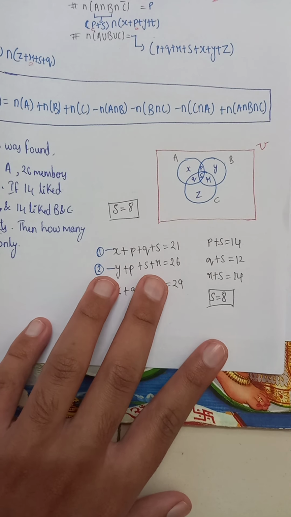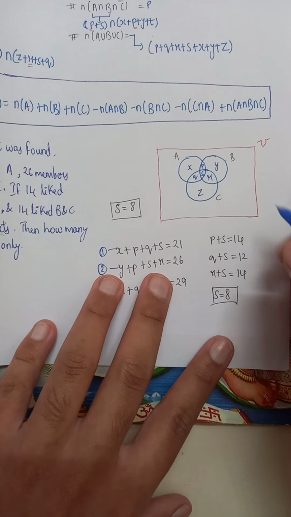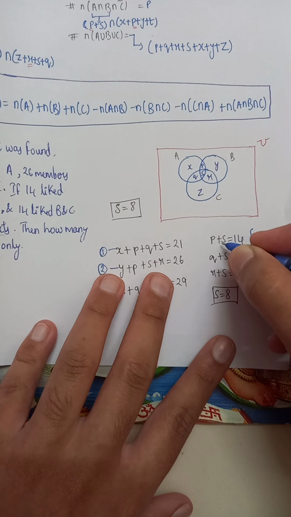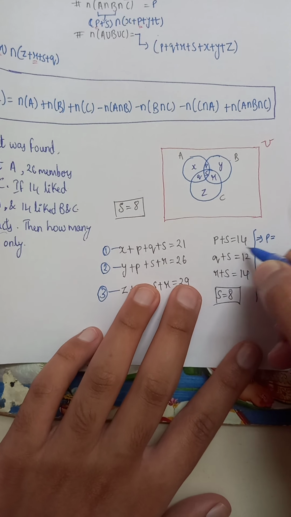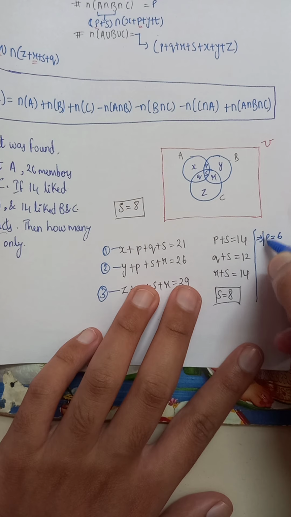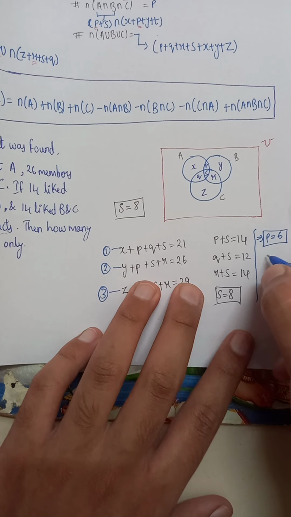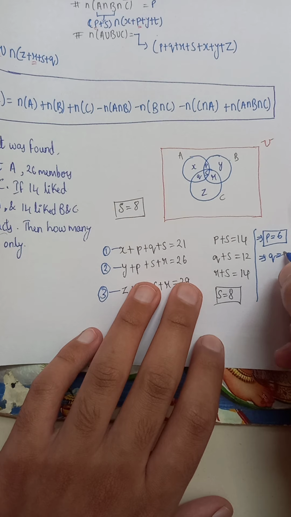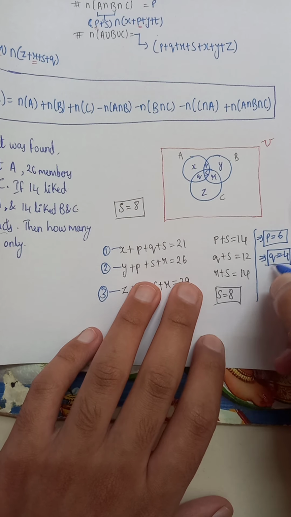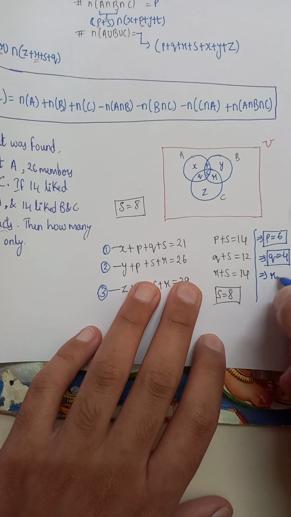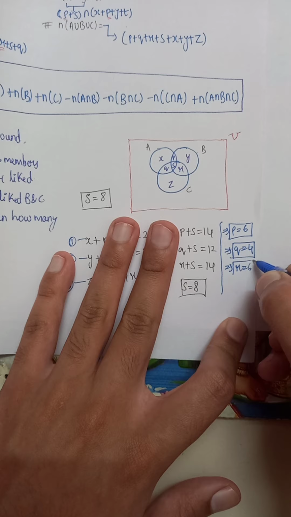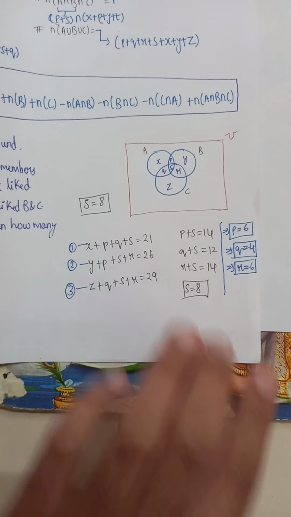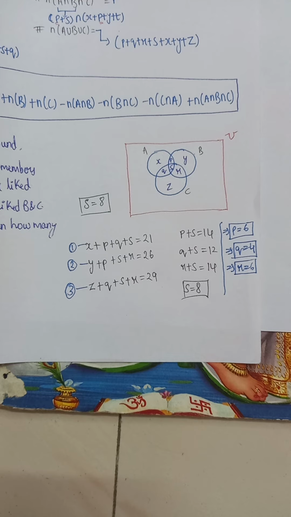Since we know the value of S, we can start substituting here. If you substitute S here, the value of P is equal to 14 minus 8, which is equal to 6. What about the value of Q? 12 minus 8 is equal to 4, so Q is equal to 4. Then R: 14 minus 8 is equal to 6. R's value is 6.